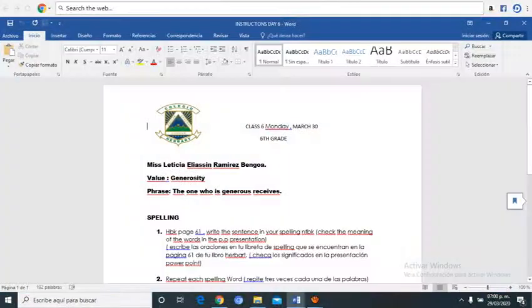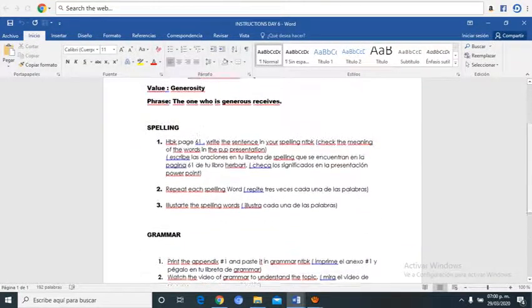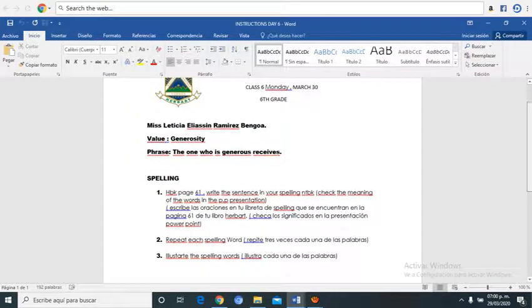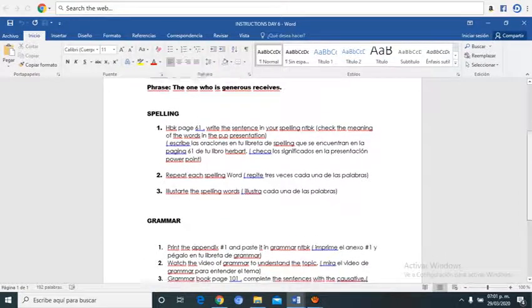Okay, in your topic page, or the page with the instructions, you have a spelling. For today we have grammar and we have Cambridge. For spelling, if you saw the first video, we have the spelling dictation 25, lesson 25. You know what to do. You have to write the sentence in your spelling notebook, do the repetitions of the words, and then illustrate each word. Remember, don't forget to check the PowerPoint presentation, which is in the platform. Then, don't forget to illustrate the spelling words, please, guys.